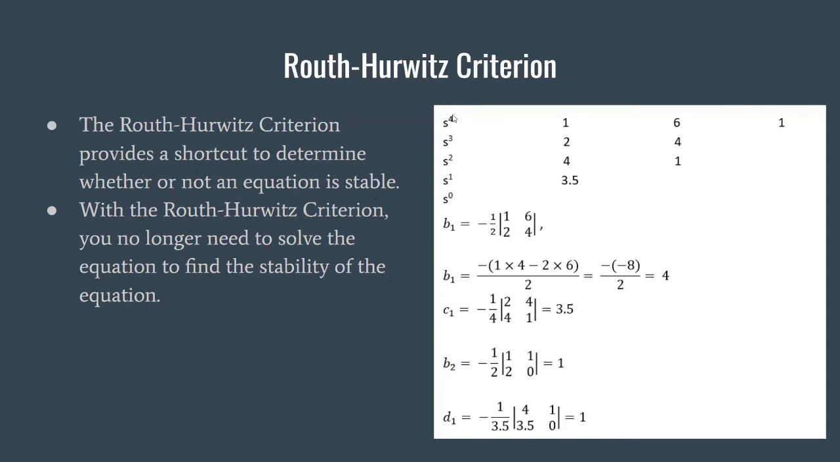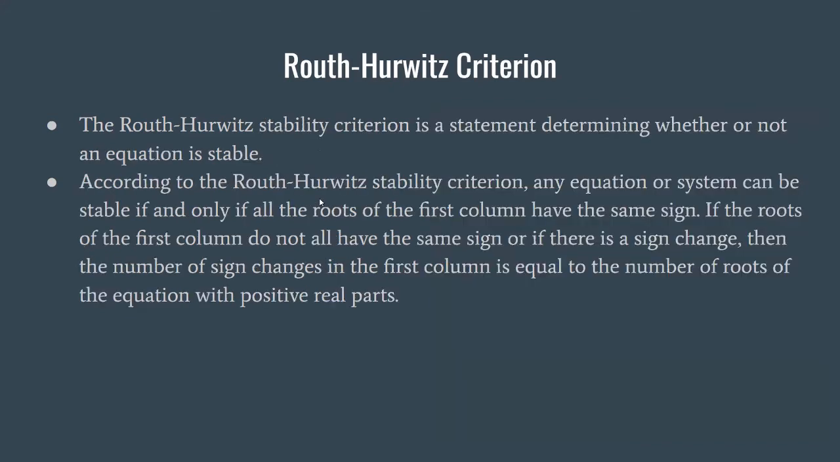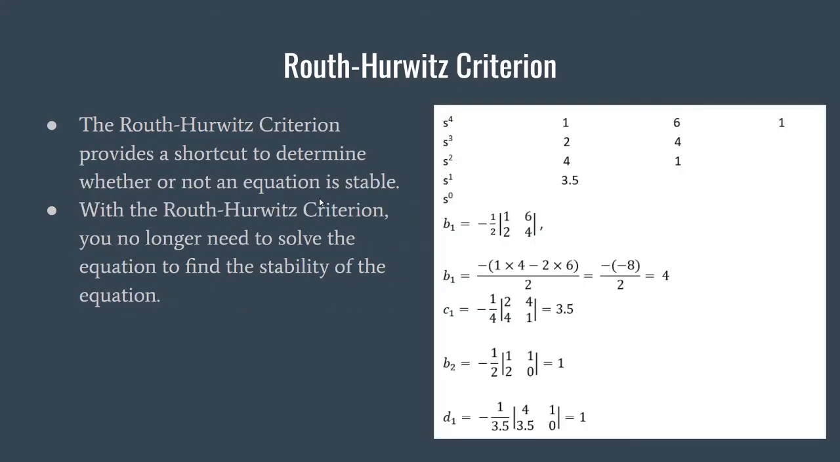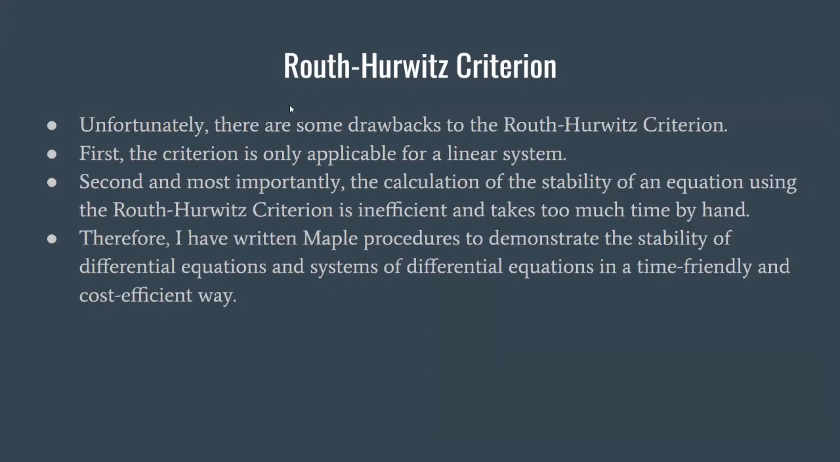You can just calculate it mathematically. As you can see, B1, C1, B2, D1, I will just make sure they all have the same sign, and then the equation is stable.